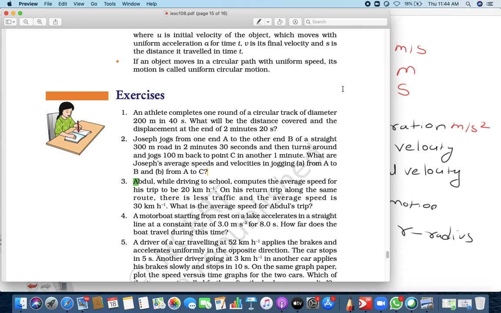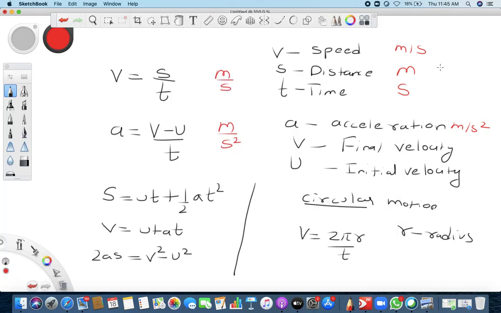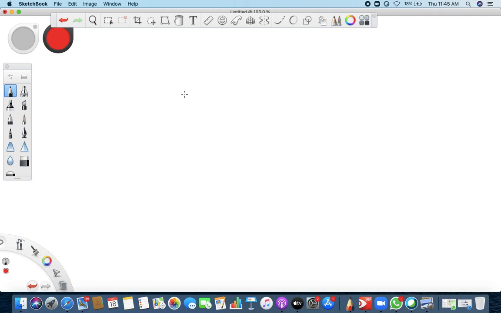Now I want you to read this question and try to understand, and then I'll explain it. An athlete completes one round of a circular track of diameter 200 meter in time 40 seconds. What will be the distance covered and the displacement at the end of 2 minutes 20 seconds? Let me just reframe it for you.